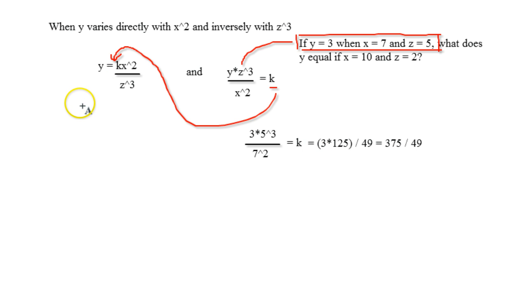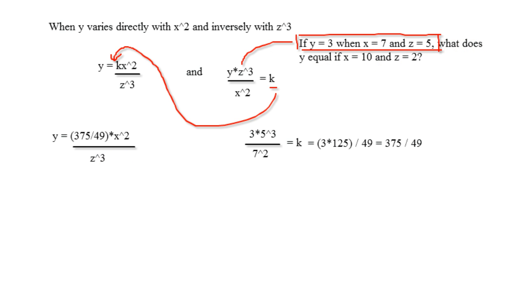That is a messy fraction, but it actually helps out when I'm trying to solve for the new problem of what y is going to be. So y equals 375 over 49 times x squared. So we set up the problem. And like I said earlier, you can definitely have x squares and z cubes in here and stuff like that. Okay, so voila, we have our problem set up.